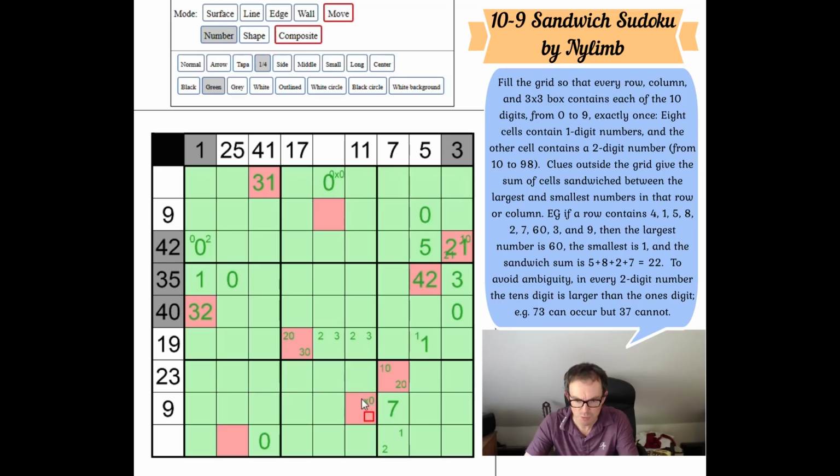Which means the boundary here... Yes, okay, so the boundary here is a 1 or a 2, because it can't be a 0, which means it can't be this square, because there's already a 1 and a 2 in this column. So this 9 clue comes this way.